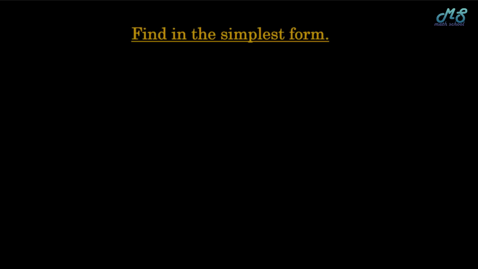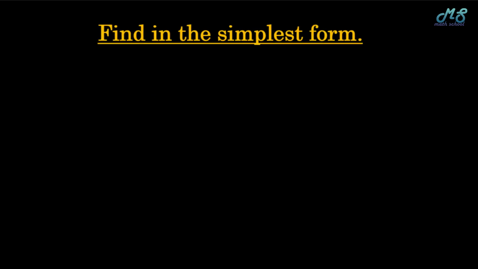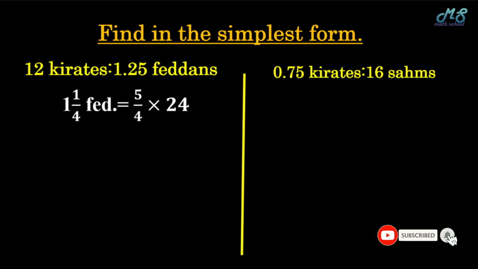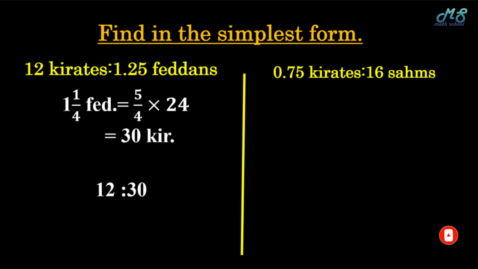For example, find in the simplest form 12 kirats to 1.25 feddans. 1.25 feddans equals 1 and 1 over 4 feddan, equals 5 over 4 times 24. It will be 30 kirats. Now we can write 12 to 30. Divide both sides by 6. It will be 2 to 5 in the simplest form.